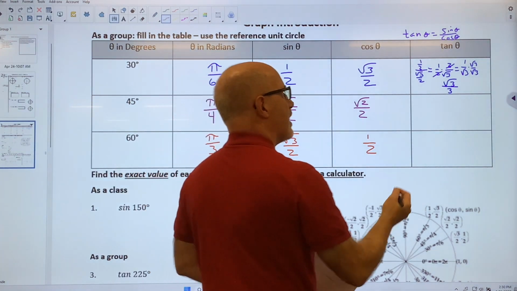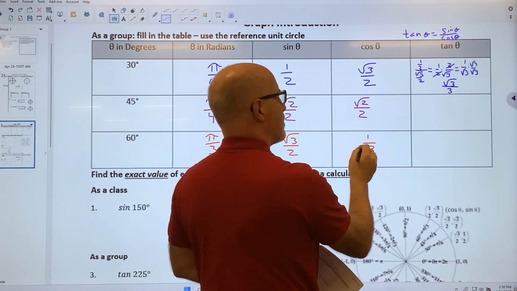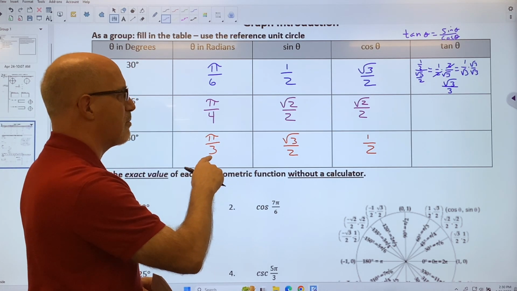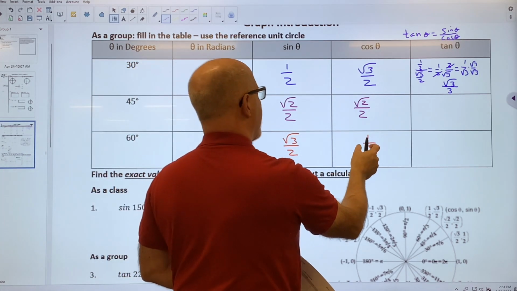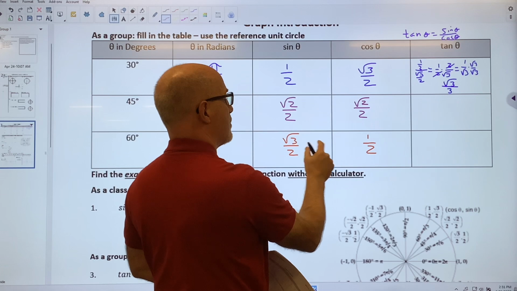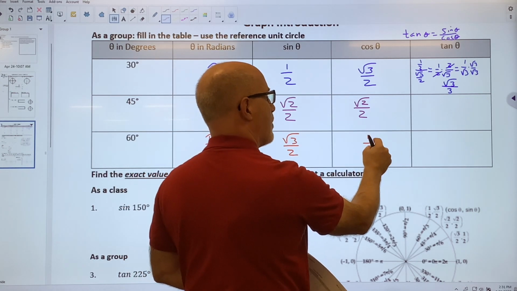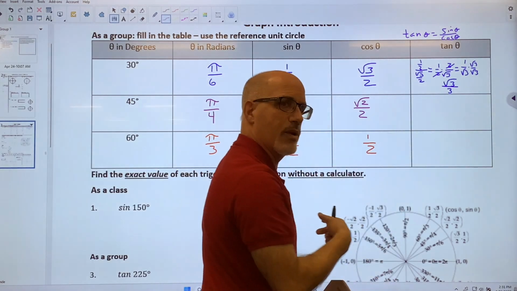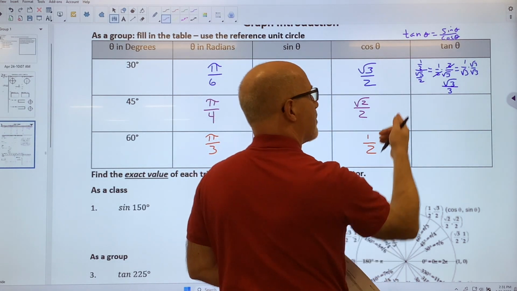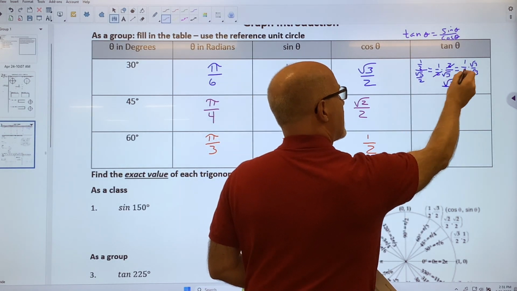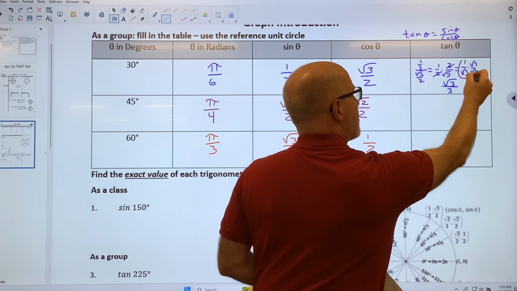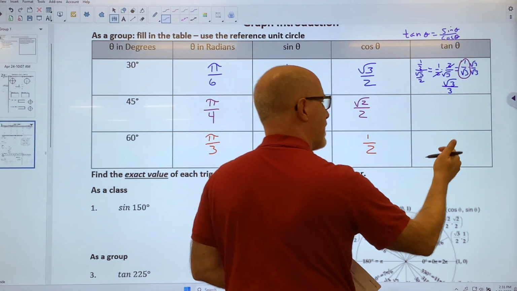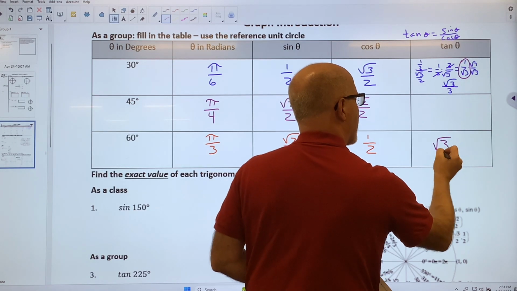Now let's look at our tangent. Let's go down to this one first of all, 60 degrees here. I'm going to put sine over cosine, so square root of 3 over 2 over 1/2. That's the reciprocal of this one. Notice, since it's the reciprocal of this one, I can just take this value here before I rationalize the denominator and flip that one over, and I get the square root of 3.